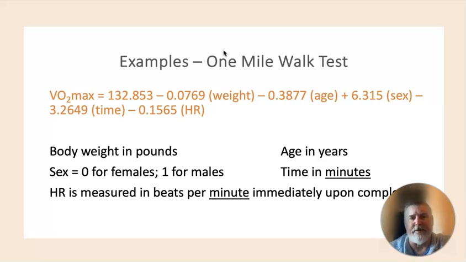Here's the formula. You simply plug in your weight, your age, and then your sex, which is 0 for females and 1 for males. Ladies, a 0 doesn't mean anything, it's just part of the formula. Heart rate is measured in beats per minute immediately upon completion. You have 5 seconds to find your heart rate, then you count it for 15 seconds and multiply by 4, and that's your heart rate in beats per minute.